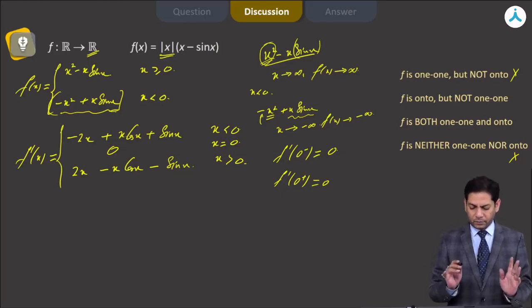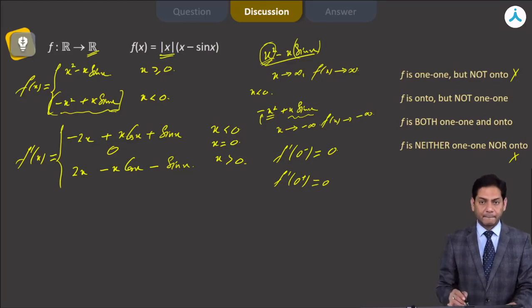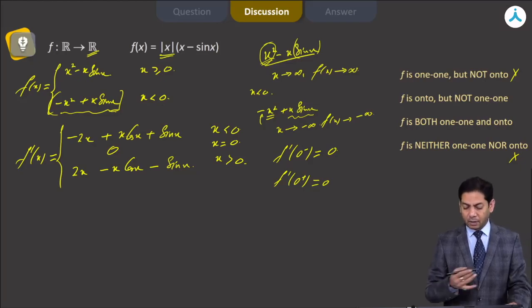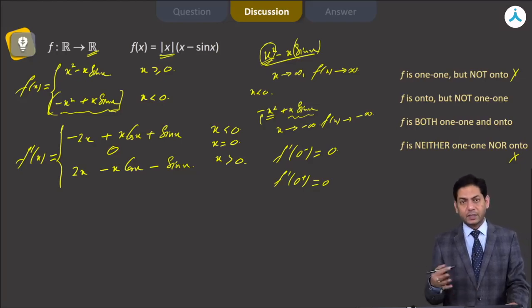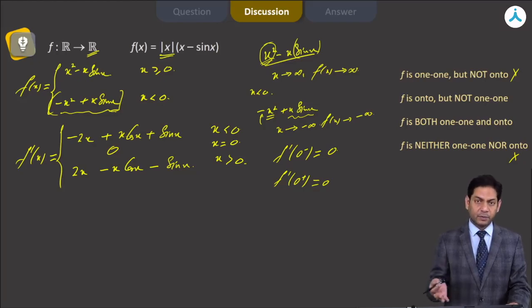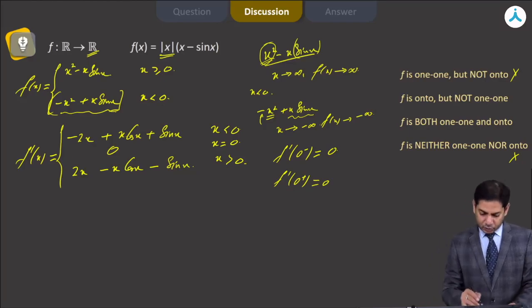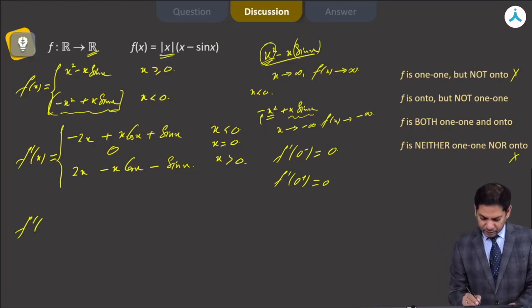Now, what about its monotonicity? On which intervals it is increasing, on which intervals it is decreasing. If it is either always increasing or always decreasing, then it is 1 to 1, and if it is having both behaviors, increasing and decreasing, then it is many to one, that is not one to one. So let's try to decide about that.